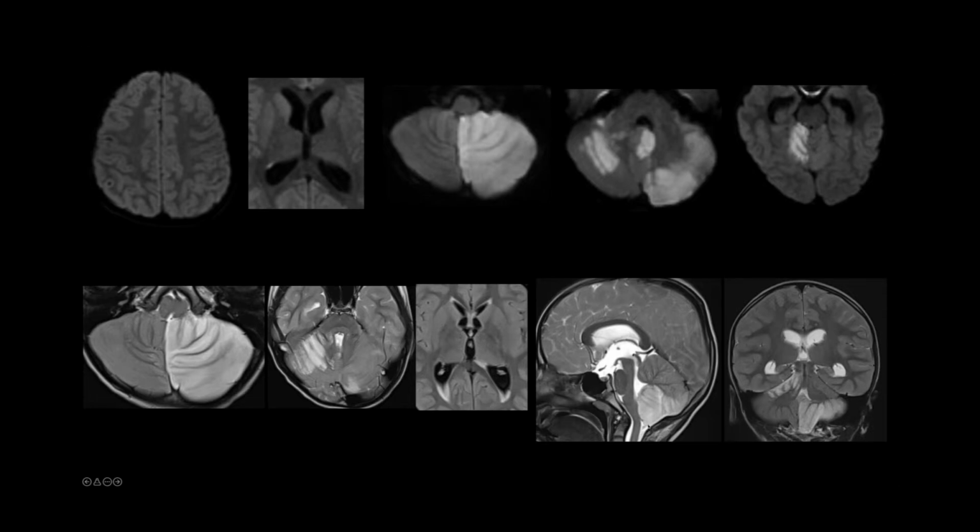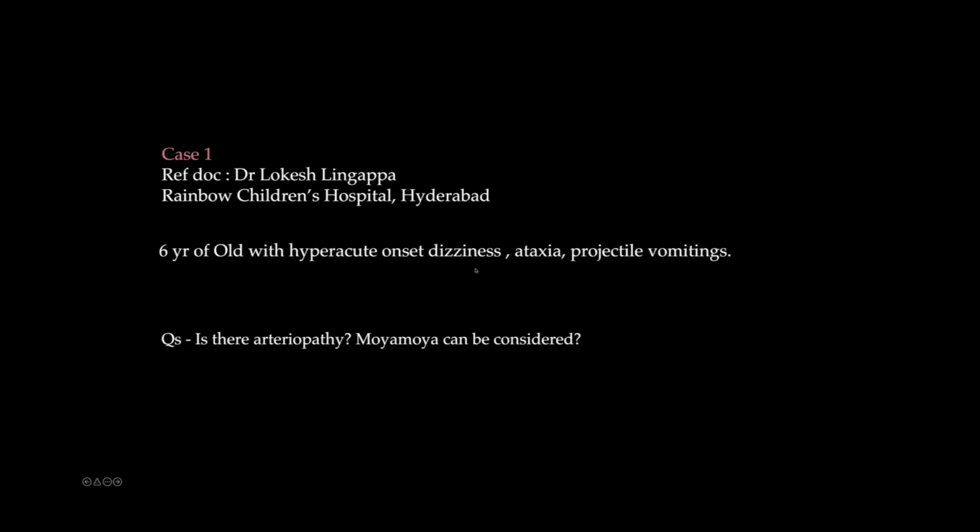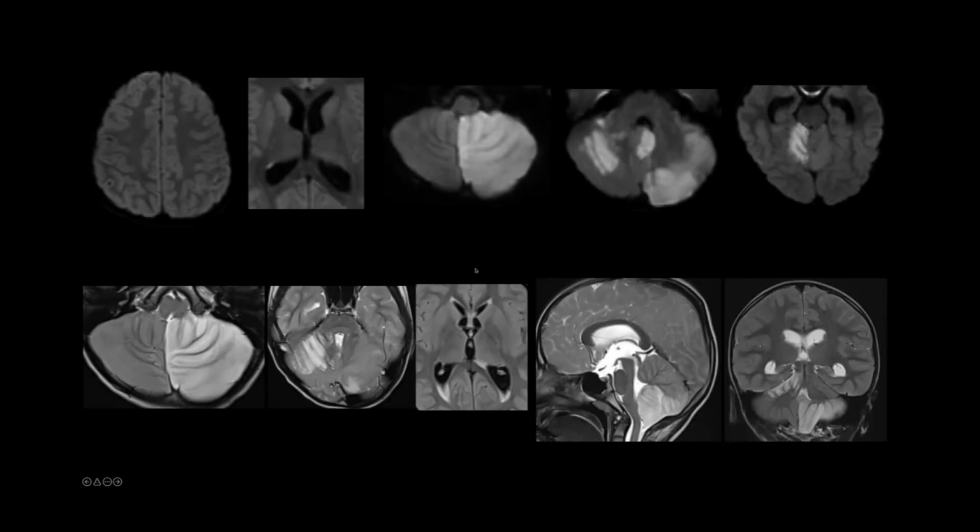There's also inferior tonsillar herniation and a degree of mild basilar impression. So it's an acquired CRE1 deformity with bilateral posterior circulation strokes, resulting in a mild degree of obstructive hydrocephalus.